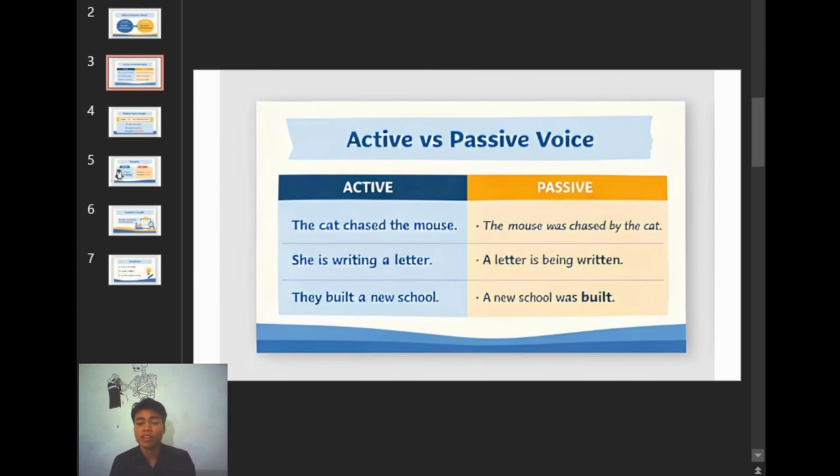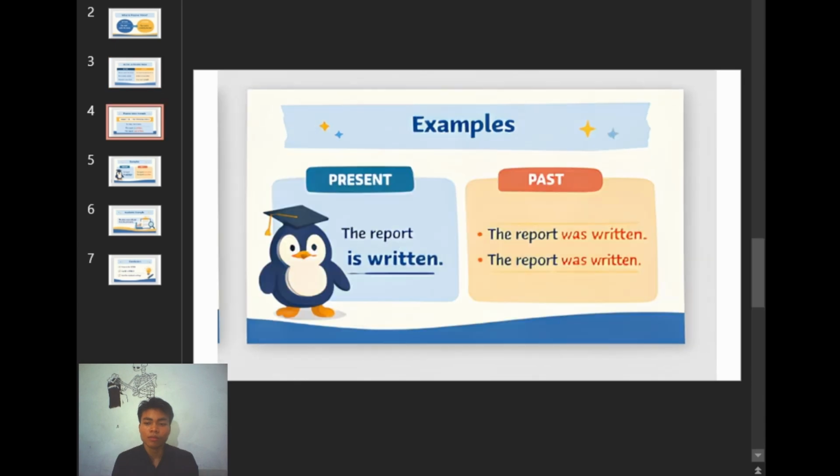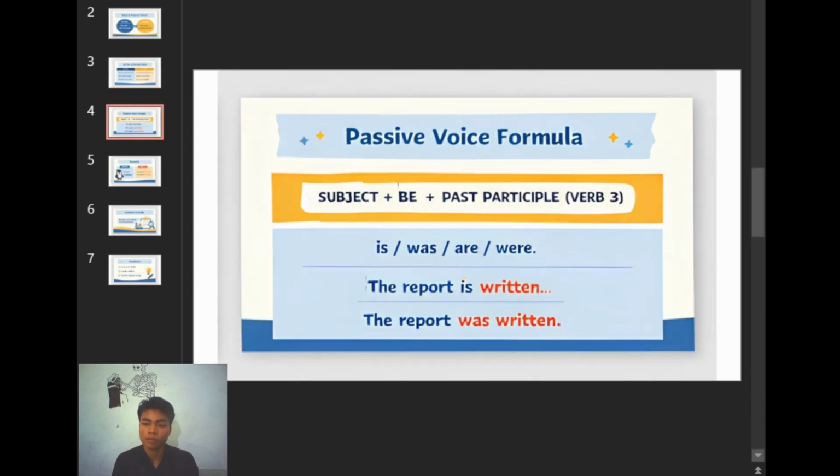They built a new school. In the passive, it becomes a new school was built. You can see the object in active voice becomes the subject in the passive voice. Okay, this is how you make an active voice into a passive voice.